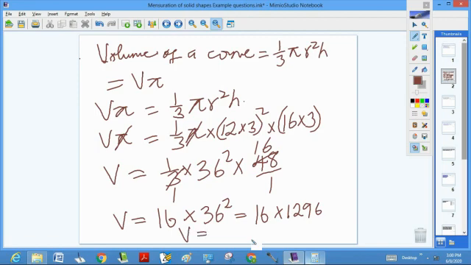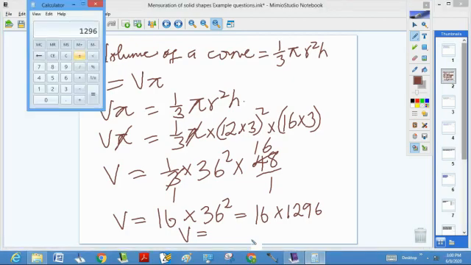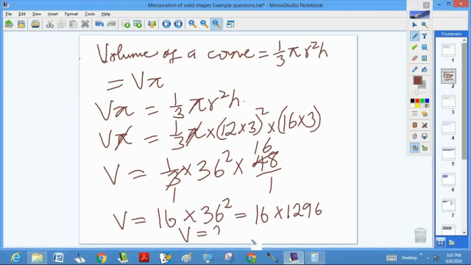So multiplying out, we have v to be equal to, using calculator again, when we multiply this value times 16, we have 20,736 as the numerical value of v. So that is the value of v, the integral value of v.